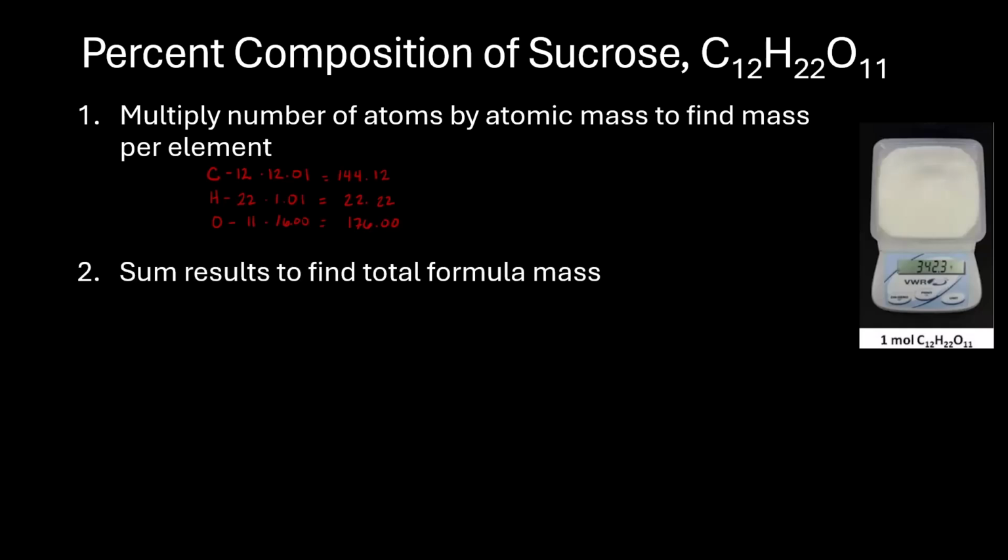Now the next step is to sum the results to find the total formula mass. So basically, we're going to add 144.12 plus 22.22 plus 176.00. Let's go ahead and do that and figure out what our total formula mass is. When we add all of those up, we get 342.3 as our formula mass.